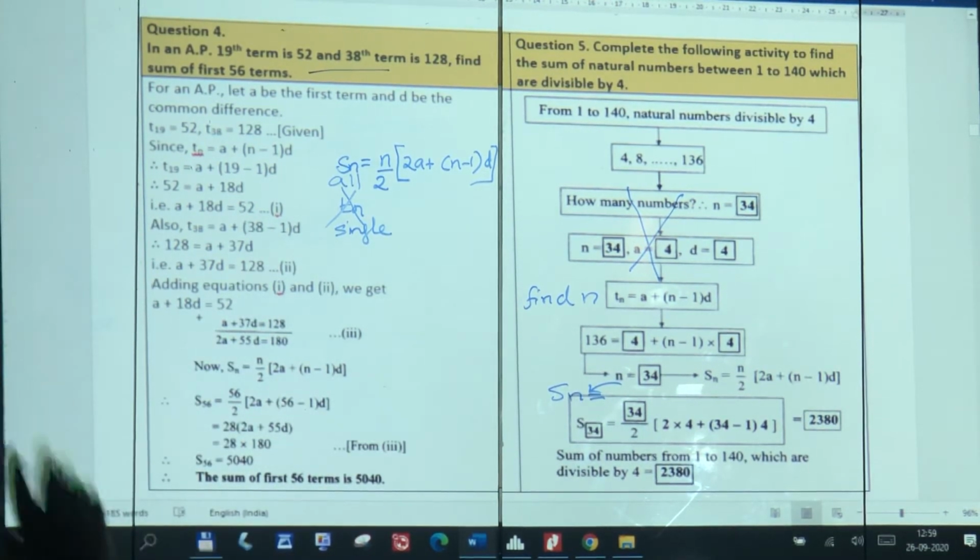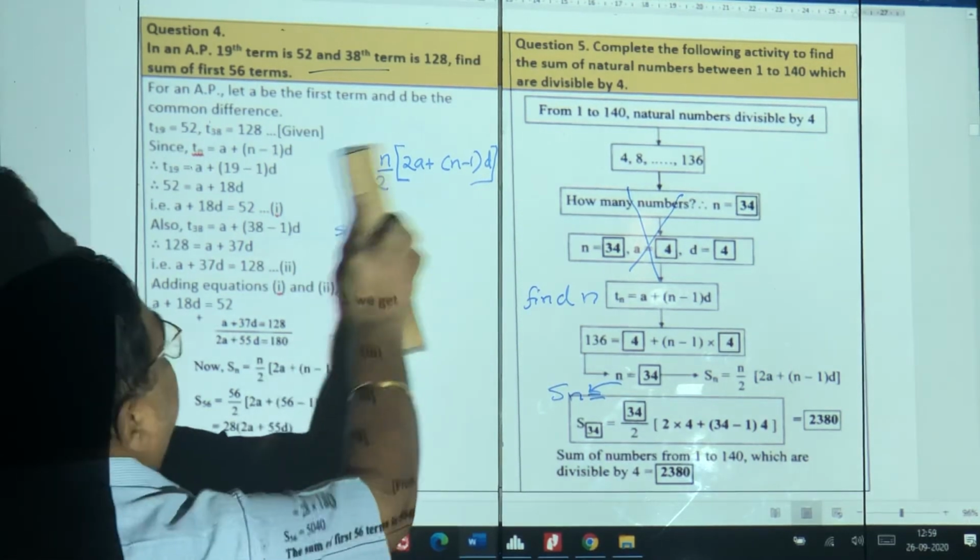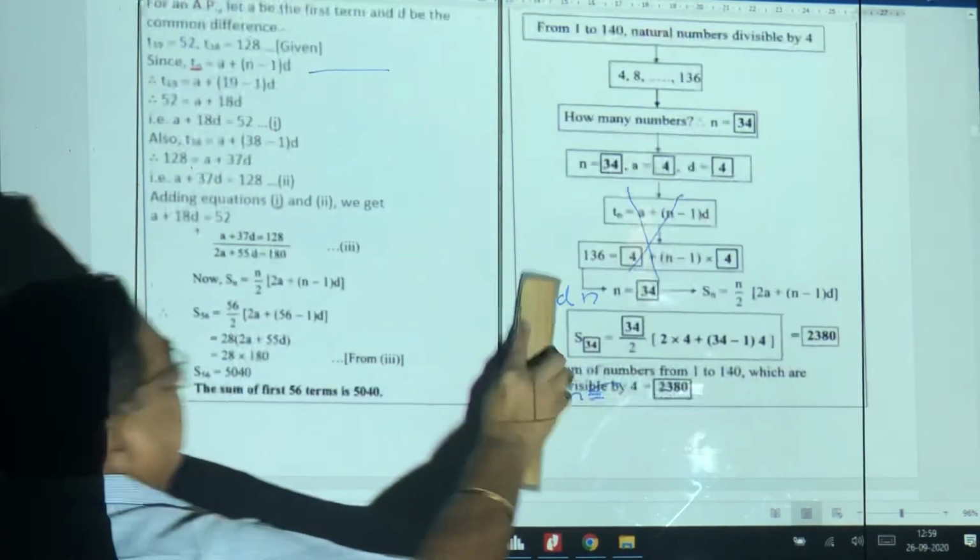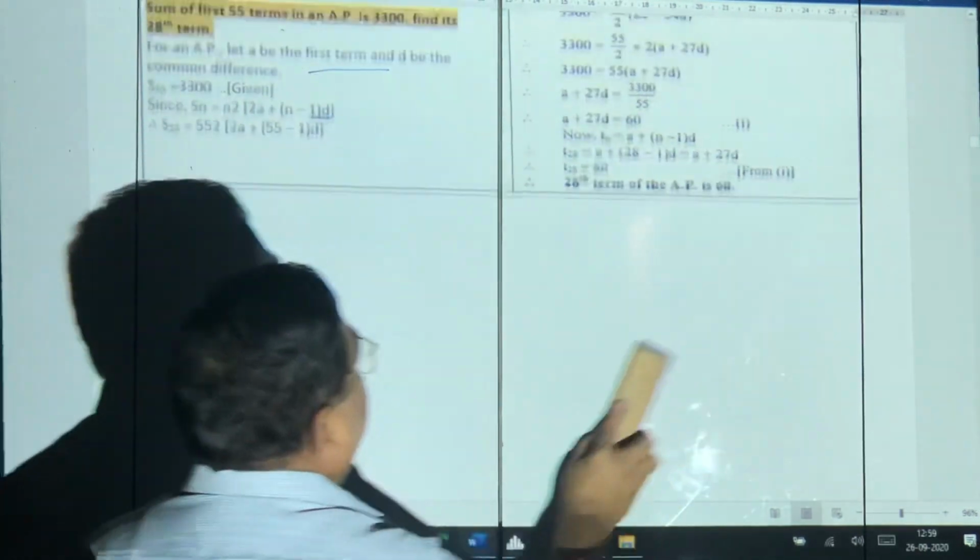Look at all my writings. Put it in your notebook. Your teacher will not explain like this. Don't memorize. First understand the sum.